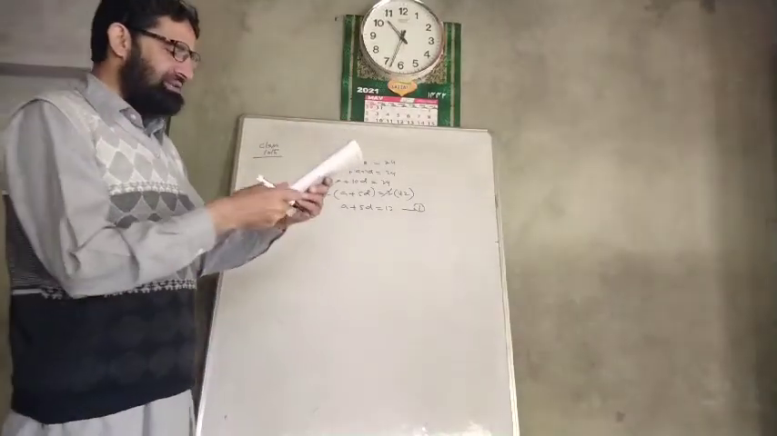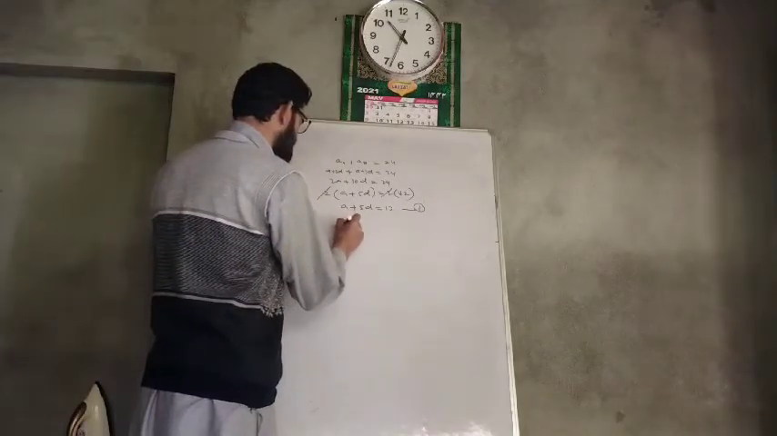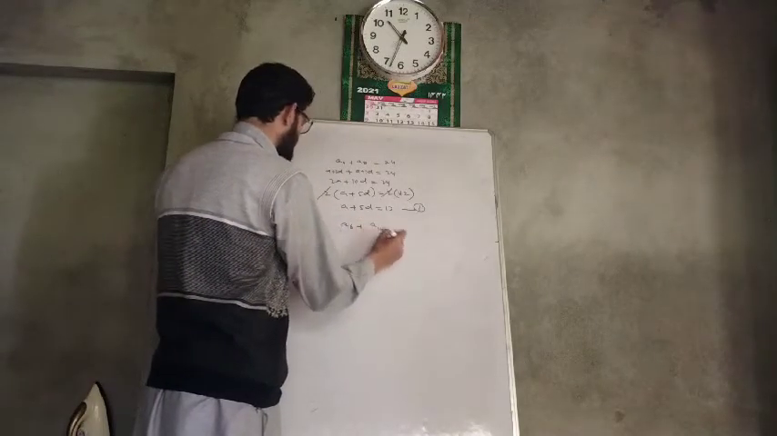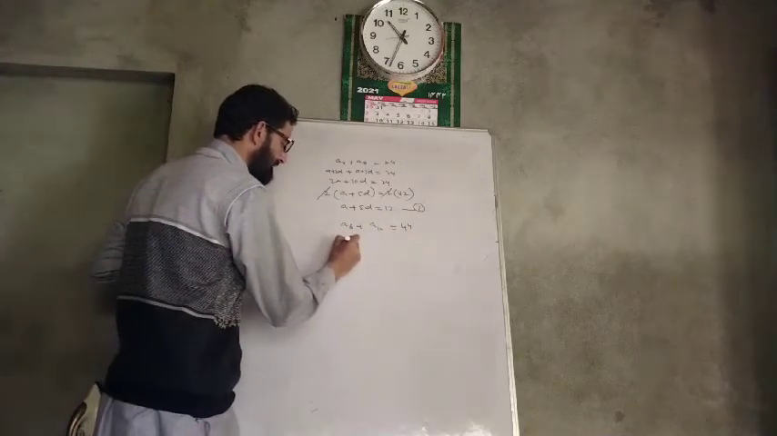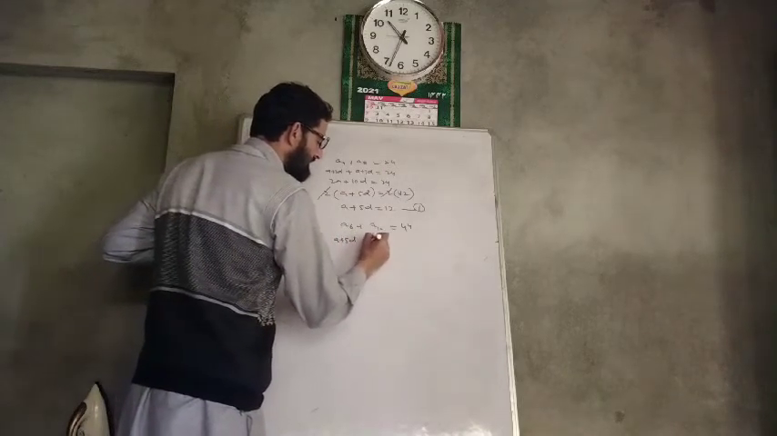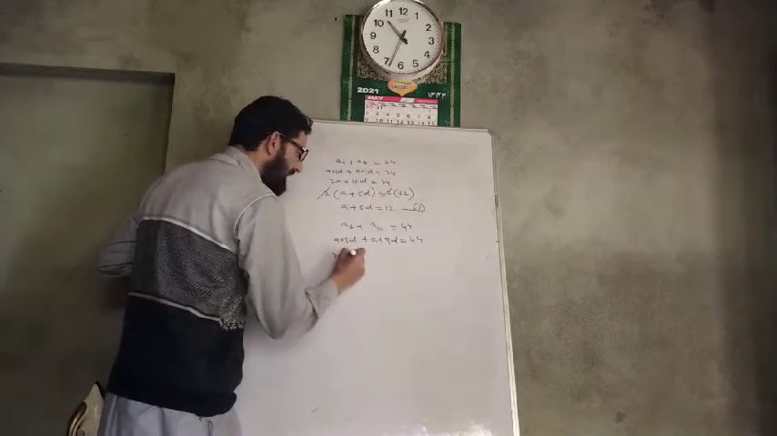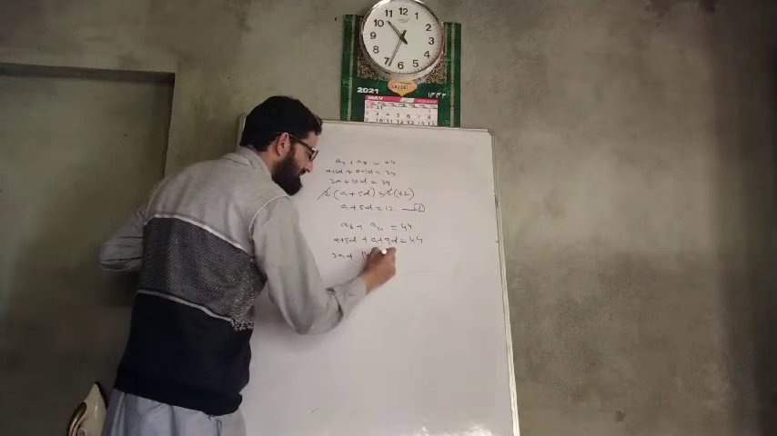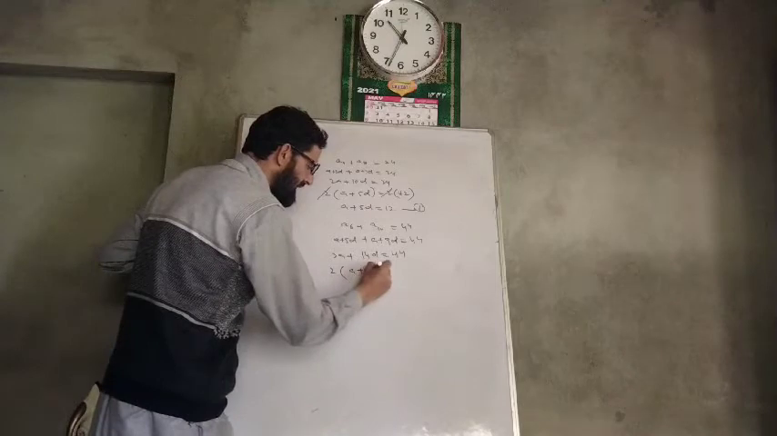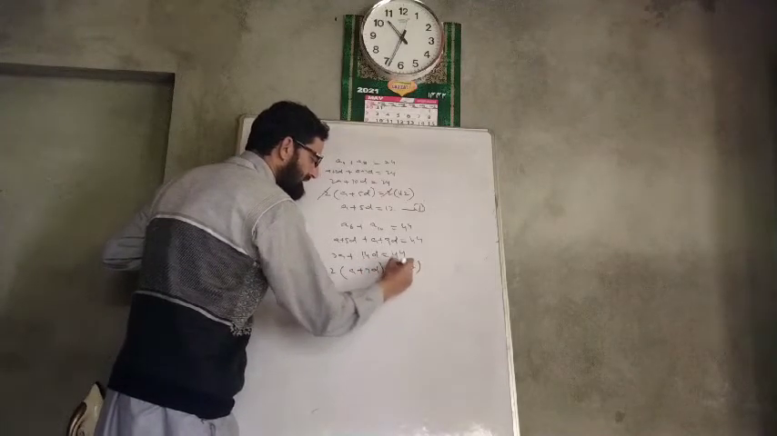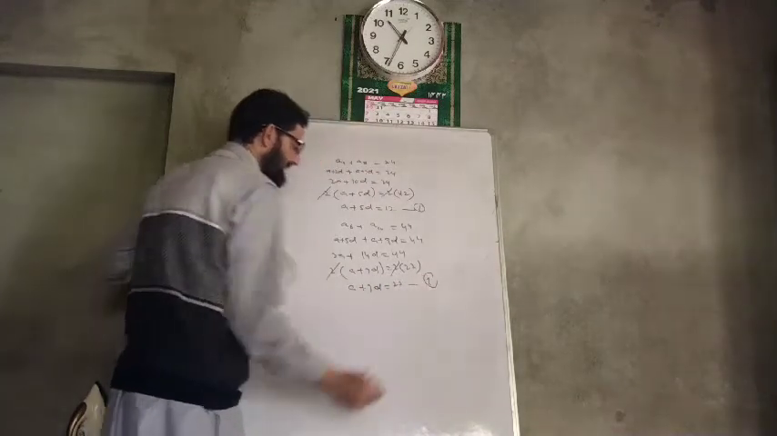Now the second condition is, the sum of the 6th and 10th term, that is A6 plus A10, is equal to 44. We'll proceed. A6, the 6th term, is A plus 5D, plus the 10th term, A plus 9D, is equal to 44. Now 2A plus 5 plus 9, that is 14D, is equal to 44. Taking 2 common again, we are left with A plus 7D is equal to 22. This is equation number second.